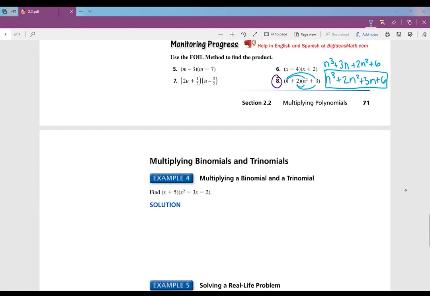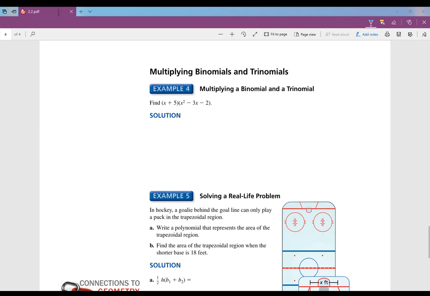All right, let's look at example number 4. In this example, we're going to multiply a binomial and a trinomial. That means we're multiplying something with 2 terms and something with 3 terms. We can use either method for this, so I'm going to show an example of both. If we do the distributive property, we have x plus 5 times x squared minus 3x minus 2.